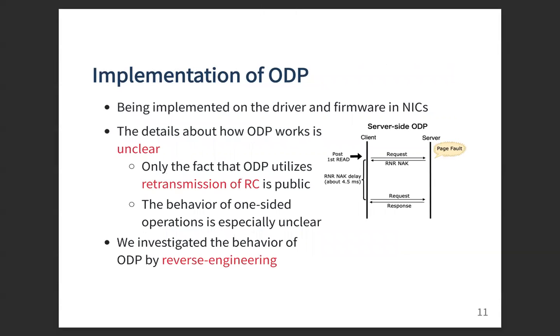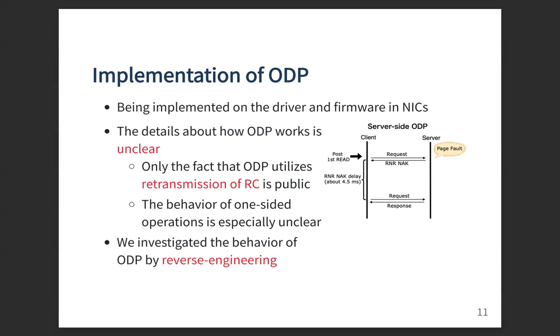ODP is basically implemented on the driver and the firmware in NICs. Because ODP has not been researched so far, the details about how ODP works are not so clear. There is previous research that proposed ODP itself, but it explains that ODP is implemented by making use of retransmission by RC, but we found that the behavior of one-sided operations enabling ODP is especially unclear. So we investigated the behavior of ODP by reverse engineering through observing the packets.